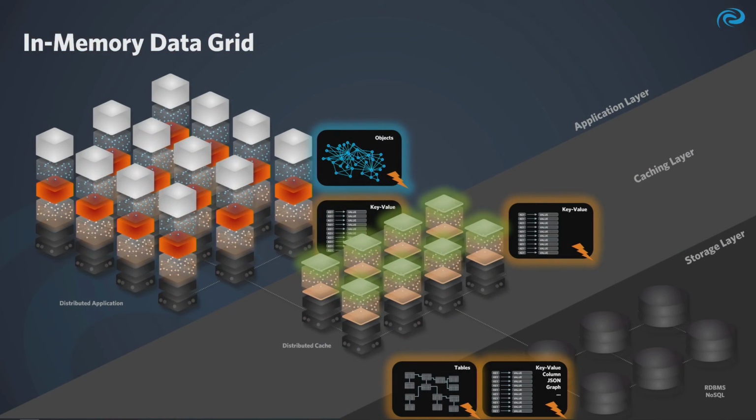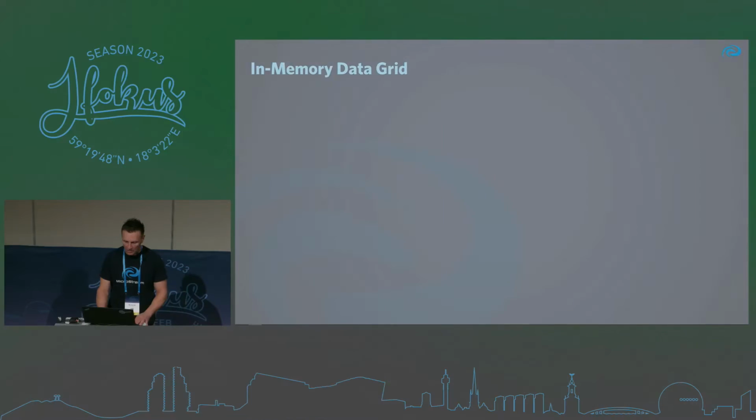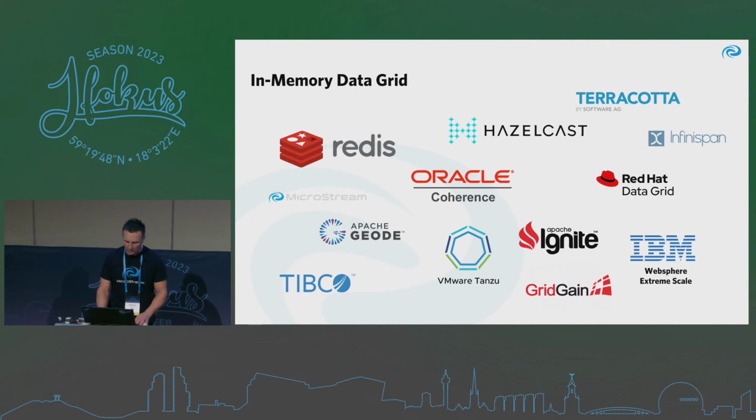The architecture looks similar to a distributed cache, and this is the reason why most distributed caches are, at the same time, in-memory data grids. So when we have a look at the vendors, here we have actually the same vendors because they are at the same time in-memory data grids.